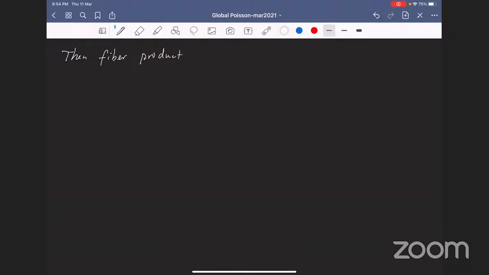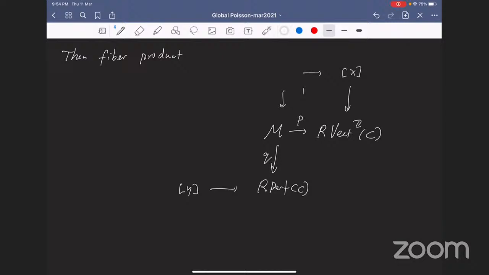So remember that we have M maps to R vec Z, the graded vector bundle stack by the P map, which maps to also Perf by the Q map. Because I fix this stacky point X and fix a stacky point Y, I can take their fiber product. Every fiber product is in the homotopic sense. So I take the fiber product denoted by M_X and here denoted by M_Y. And further, I take the fiber product of this upper diagram.